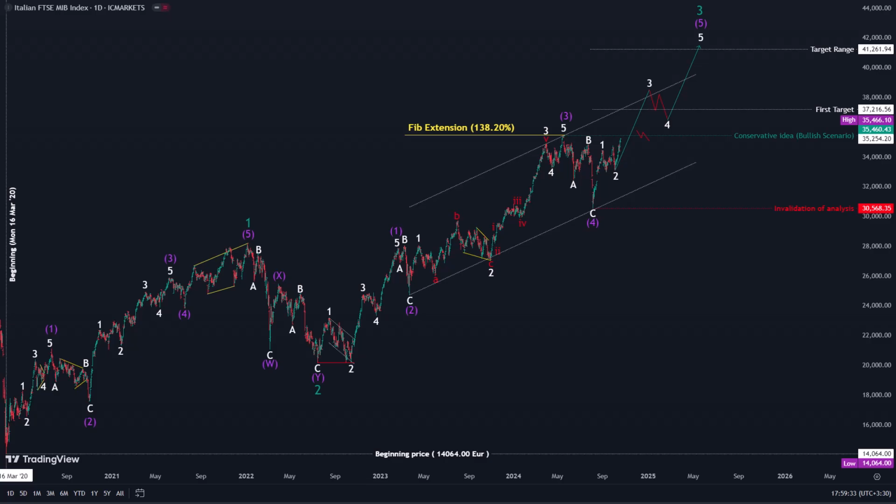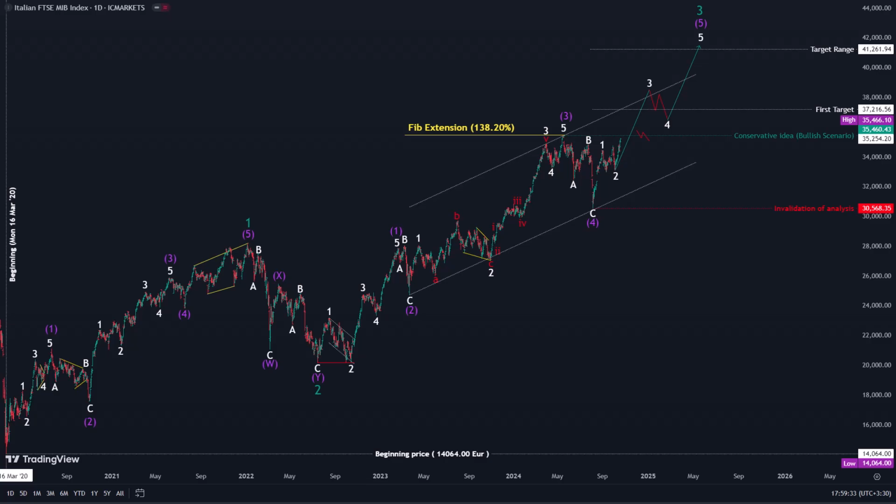Now, let's take a closer look at the daily chart of the third wave. The first wave displays an impulse pattern, while the second wave is characterized as a double zigzag pattern. We are currently observing the completion of the extension of the third wave within this structure.